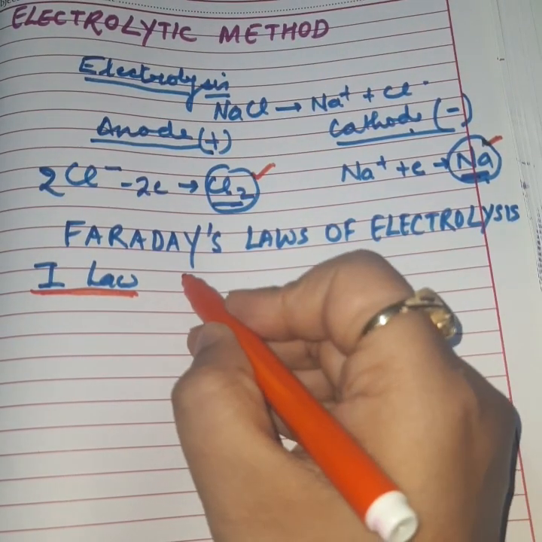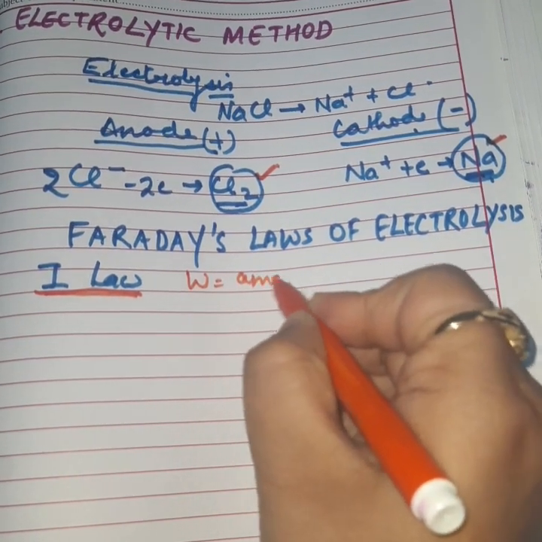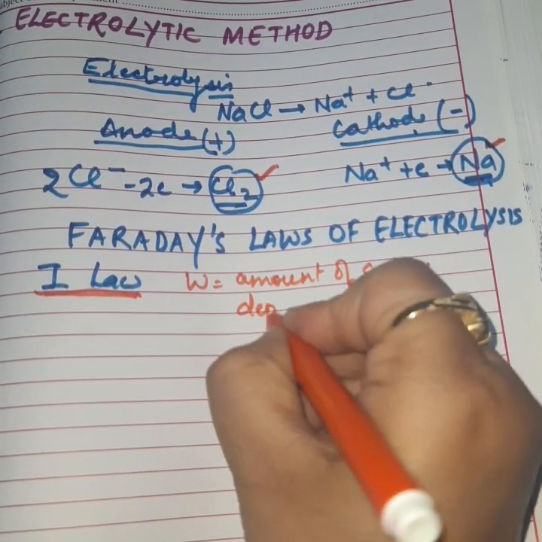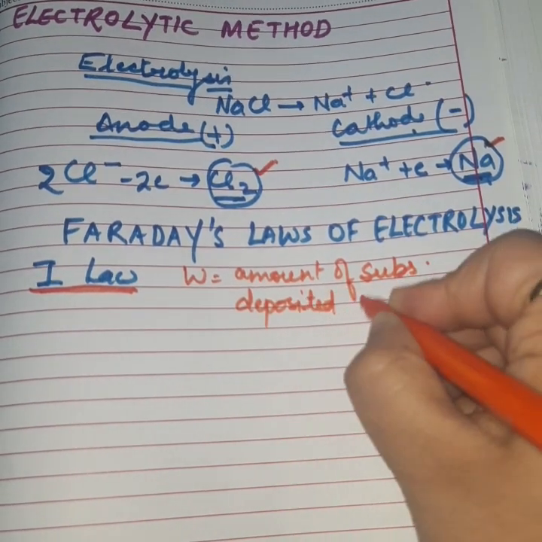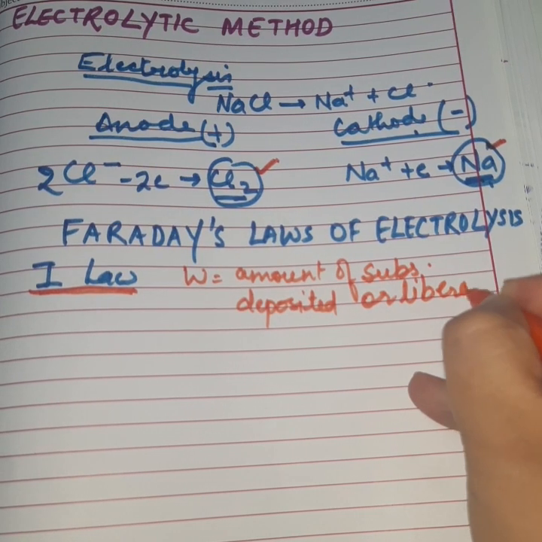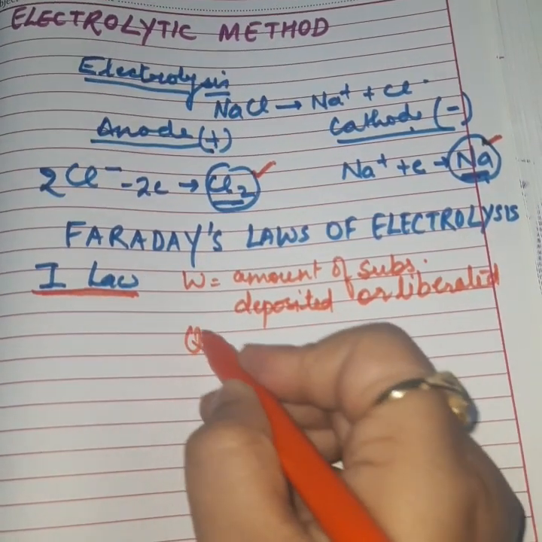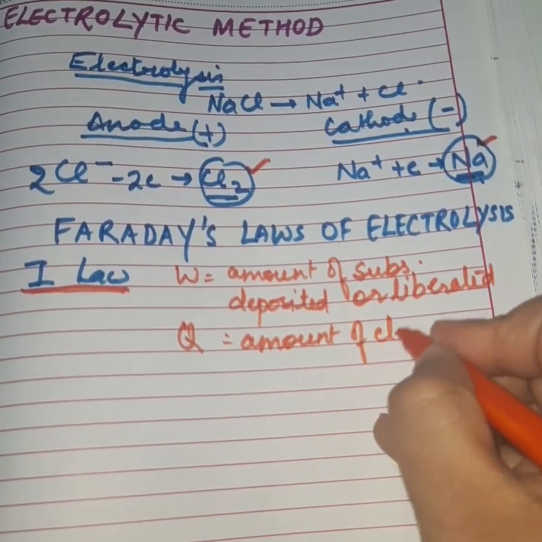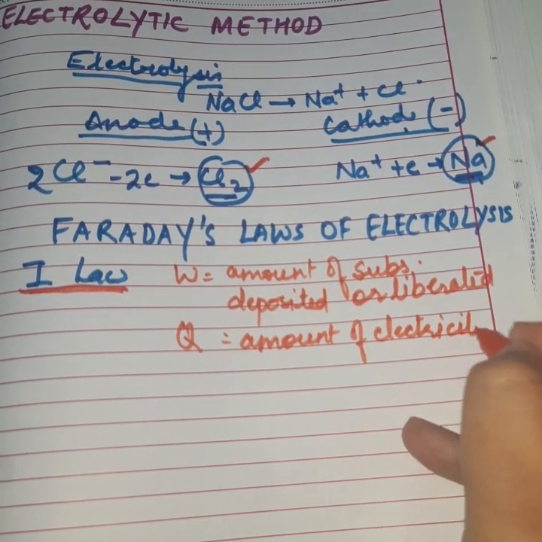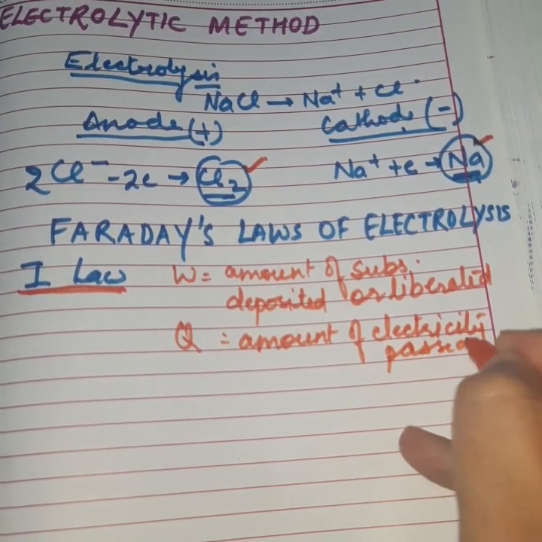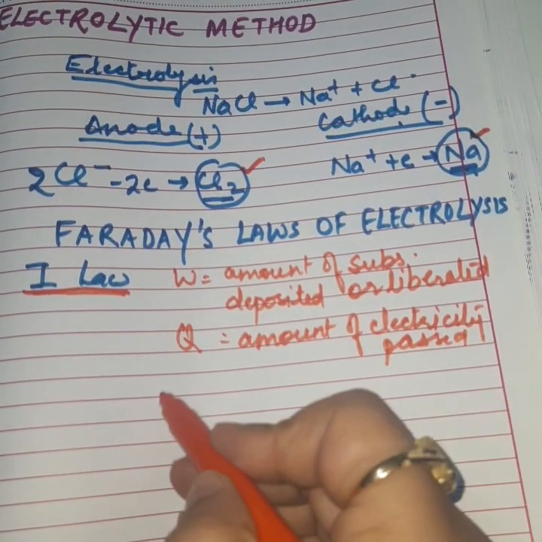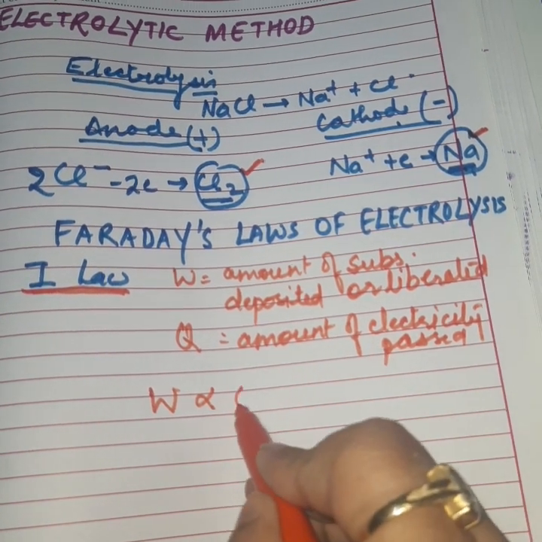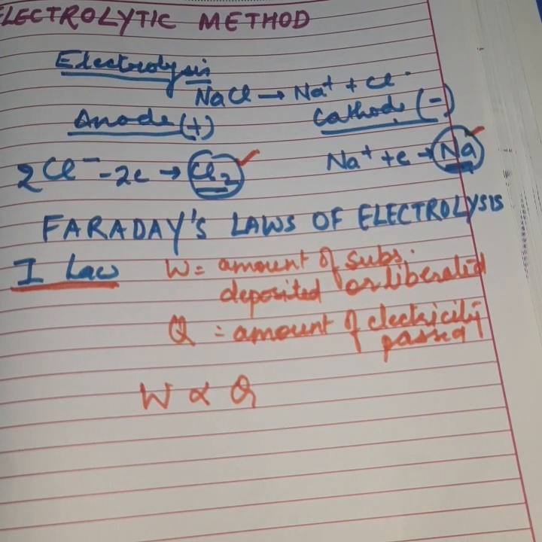So if we assume W is the amount of substance deposited or liberated if it is a gas, and Q is the amount of electricity passed, then according to the first law, the amount of substance deposited is directly proportional to the amount of electricity passed through the solution. So W is directly proportional to Q.